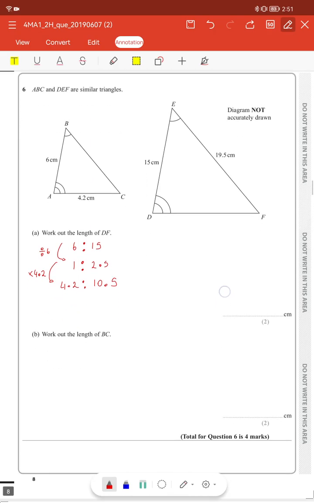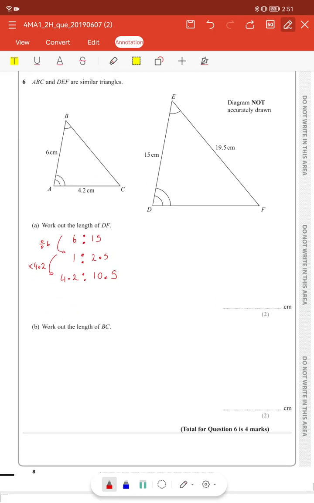Work out the length of BC. Well, if I know that it is 1 is to 2.5, and I want to find out 19.5 on this side, what I'm going to do is first divide each side by 2.5 and then times it by 19.5. So I can do 1 divided by 2.5 and times my answer by 19.5, which will give me 7.8 centimeters.